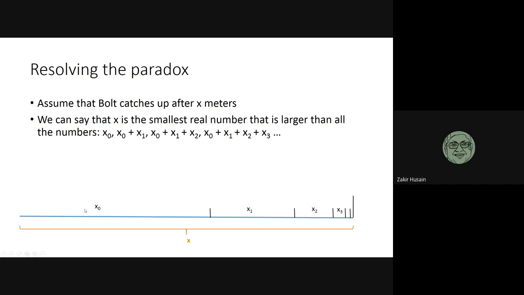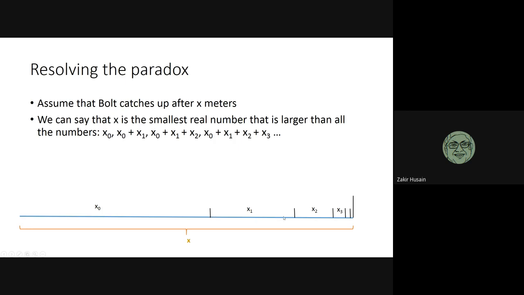Okay. So what we can see is that, as one of you has said, it is convergence. So the initial distance that Bolt travels: this was the position where the tortoise was standing. This is the 20-meter gap. We call this x0. So Bolt initially runs this amount, right?